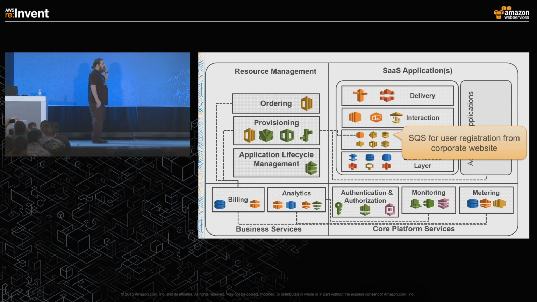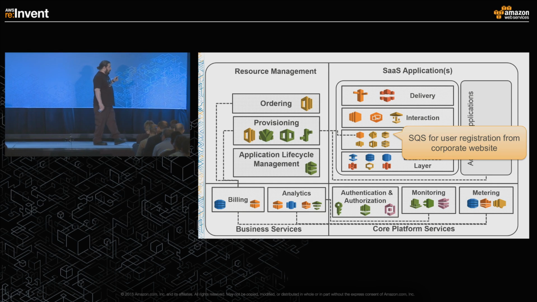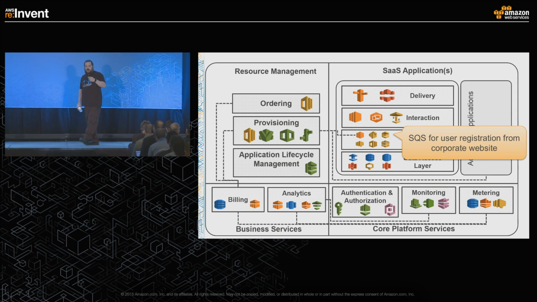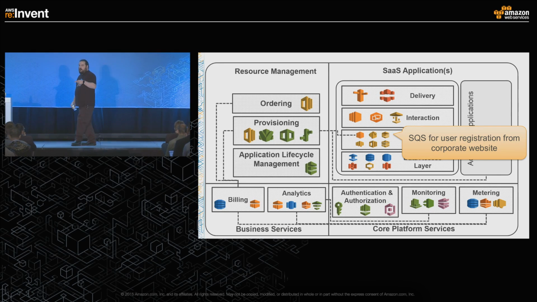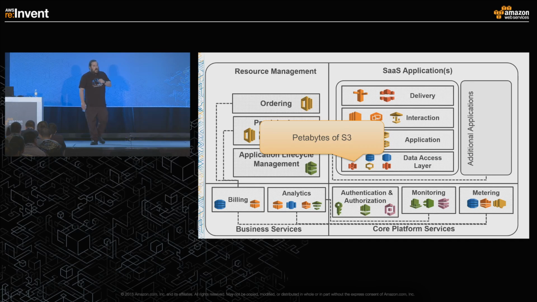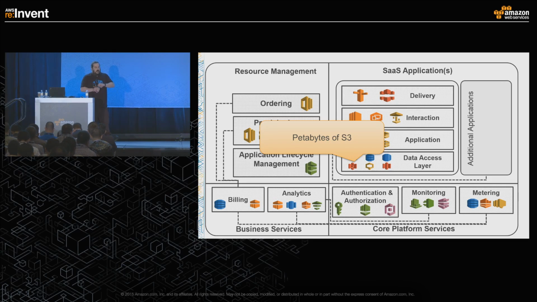Simple Queue Service is used, Sachi referred to that earlier, for user registration from the corporate website. So when you go to www.sumologic.com and you sign up for a free tier or free trial, we need to do some provisioning work, of course, and that comes to an SQS queue. We have basically, as I said before, double-digit petabytes of S3. S3 is a fantastic system.